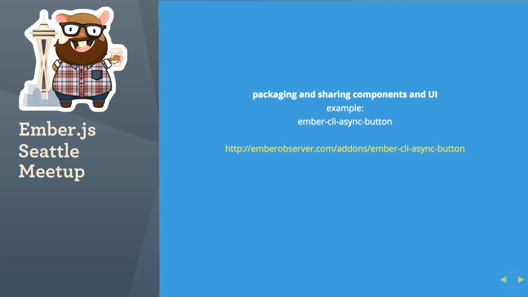Okay. Packaging and sharing components in UI. So if you have a little widget you want to share, you can do that. So for example, there's something called Ember-Cli async button. And the idea here is just a little button that if you have some asynchronous operation, fetching some data or something, it'll run a little spinner or disable itself while it's waiting for it, so you prevent that double-click problem where you click and click again and it fetches twice.